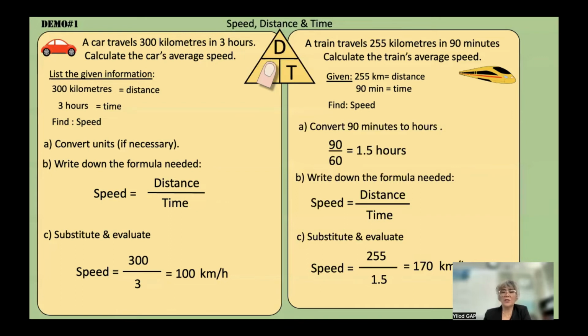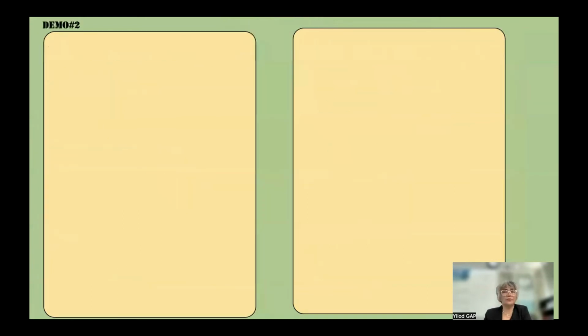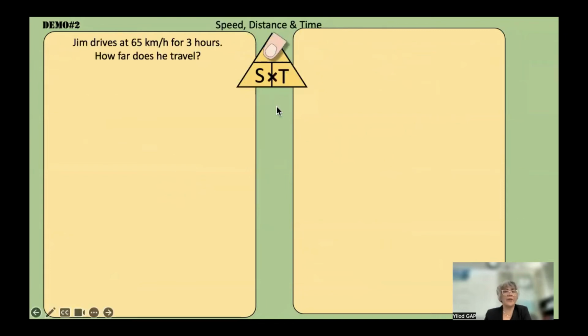So in solving such problems, guys, we need to check whether we need to convert any of the units or we don't need to, okay? Now demo number 2. So we're looking for the distance, okay? So it's multiply. Jim drives at 65 kilometers per hour for 3 hours. How far does he travel?